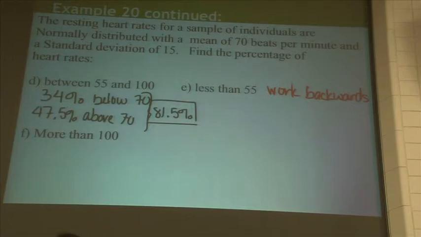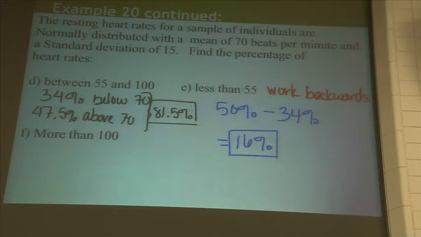So if we write this out, we know we have a full 50%. We'll do this in another color so you can distinguish that. Minus, now I need to know how much this piece is right here. That's the chunk that we're going to cut out. How much is here? 34%. So we take the whole 50, cut away the 34% that we don't need, which gives us a grand total of 16%. So 16% of your heart rate is going to be less than 55 beats per minute.